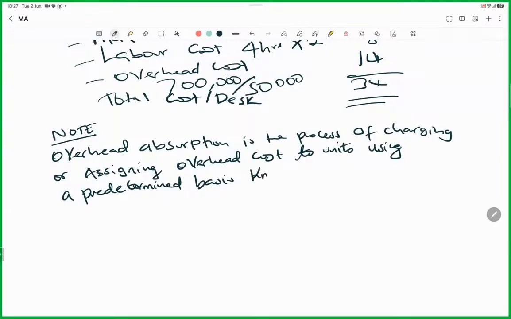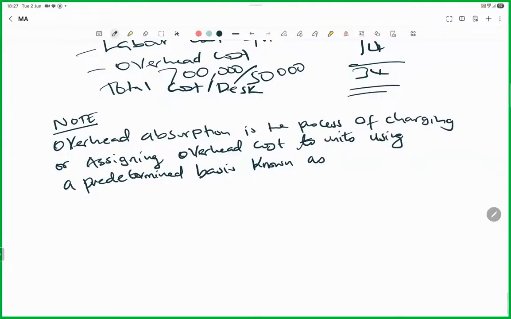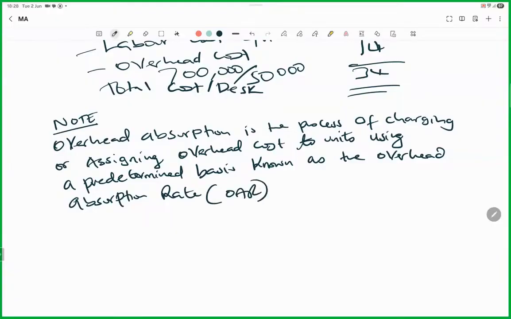Known as the overhead absorption rate, in brackets OAR. And we're going to see the formulas for getting this OAR later on.